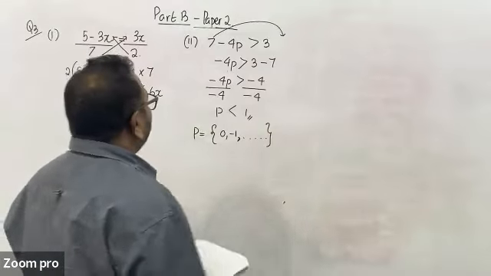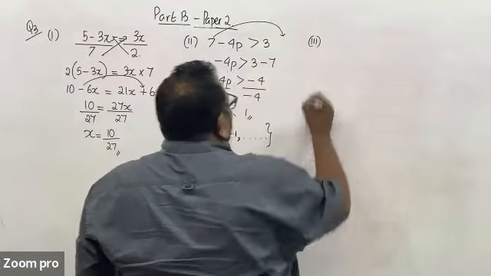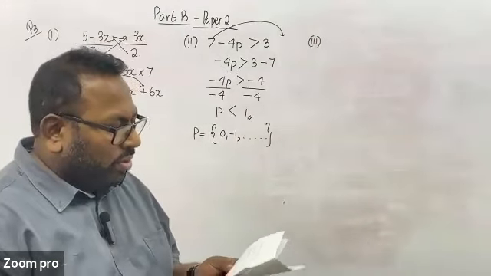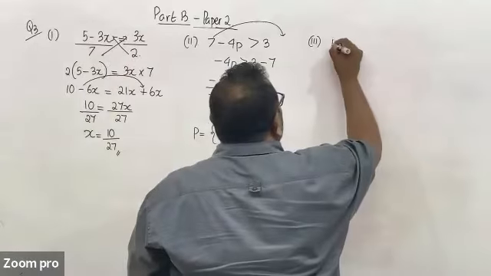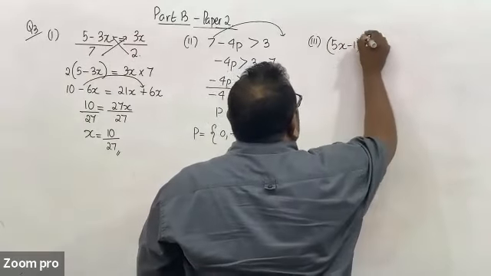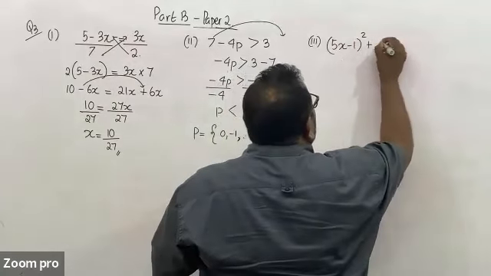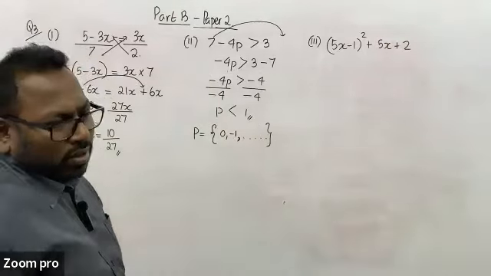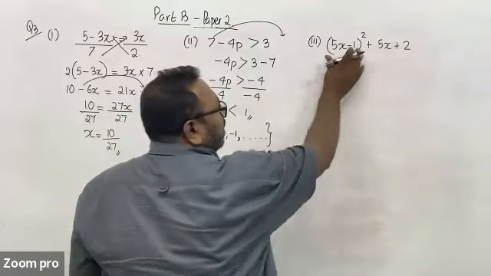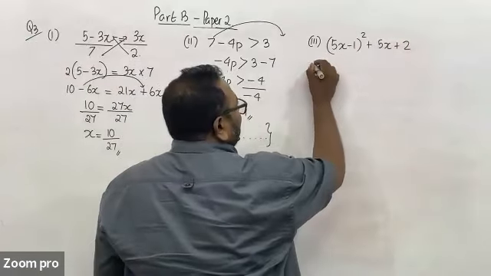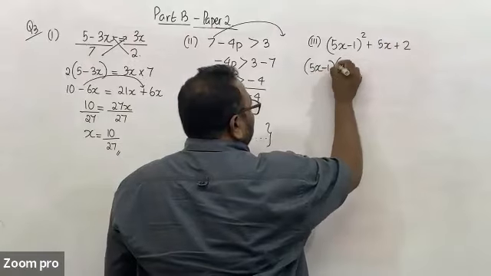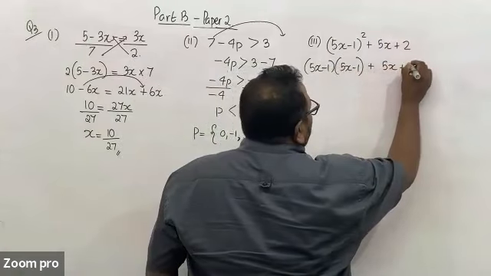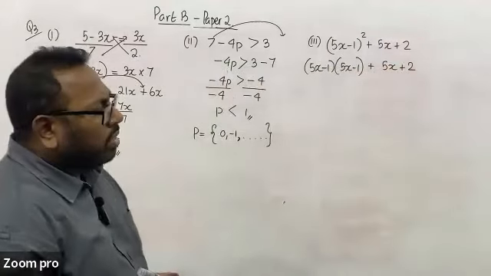Okay, so that is question number 2. Question number 3: simplify 5x minus 1, whole thing squared, plus 5x plus 2. So simplify. This is 5x minus 1 into 5x minus 1, plus 5x plus 2.